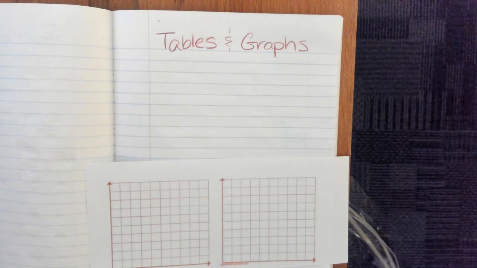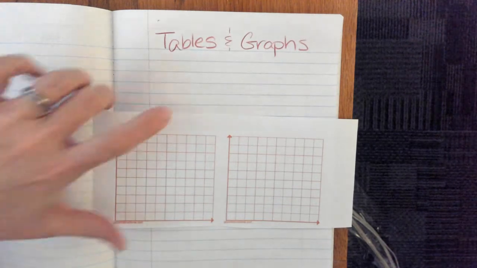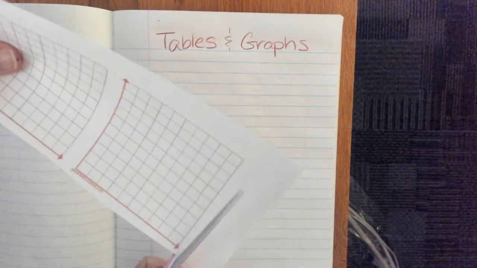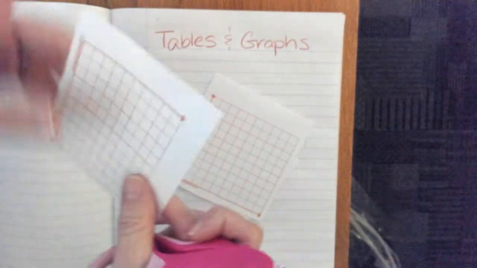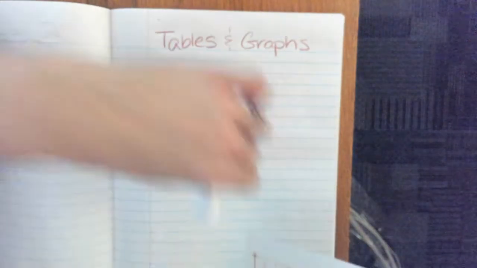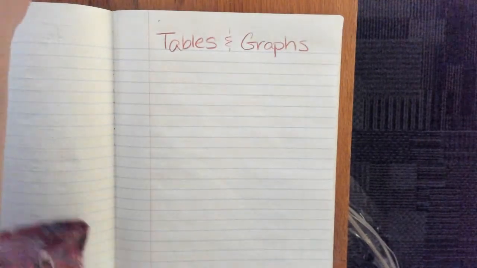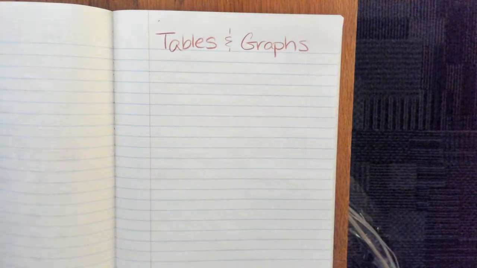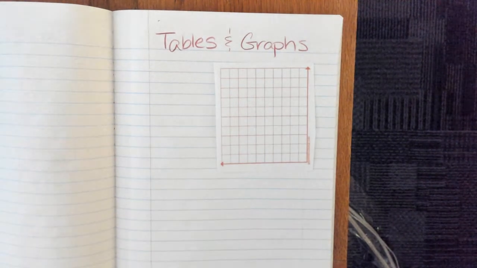Great, so this anchor chart is about tables and graphs, and you're going to need this paper with 2 coordinate planes on it. You're actually going to need to cut it so that each one is separate, okay? And then of course you don't need the trash. All right, so we're talking today about how tables and graphs go together, okay?